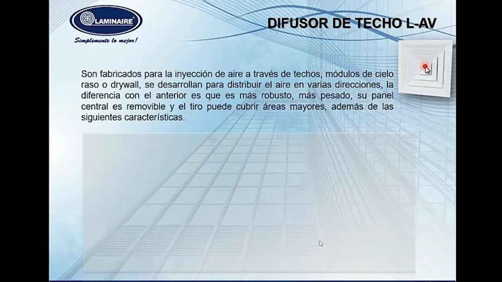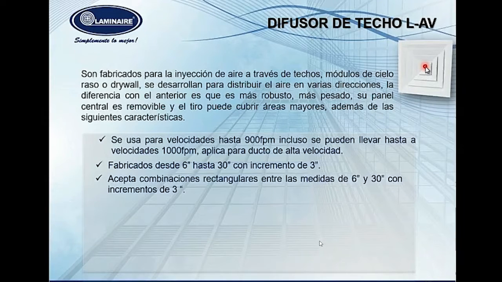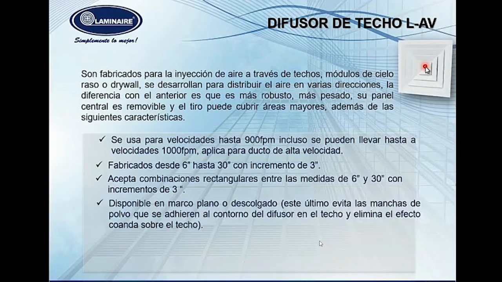Different from the last one, it is more robust and heavier, and the throw can cover bigger areas. Besides, it can be used for velocities up to 900 fpm and even 1000 fpm, and it could be applied for pipes of high velocity. They are manufactured from 6 times 6 up to 30 times 30 inches, and it means that it could receive higher air velocities without the noise criteria being affected, because this geometry makes a better throw. It accepts rectangular combinations between 6 inches and 30 inches.